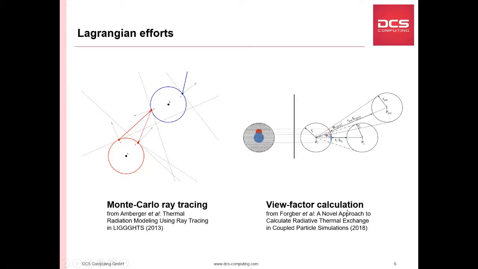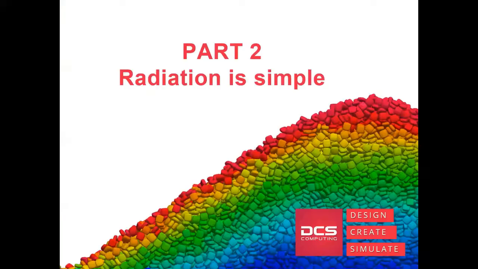Another method is view factor calculation, where a particle is represented by a collection of dots. For each of these dots, we calculate how much the dot illuminates the particles which surround it. So this also features a lot of additional calculations.